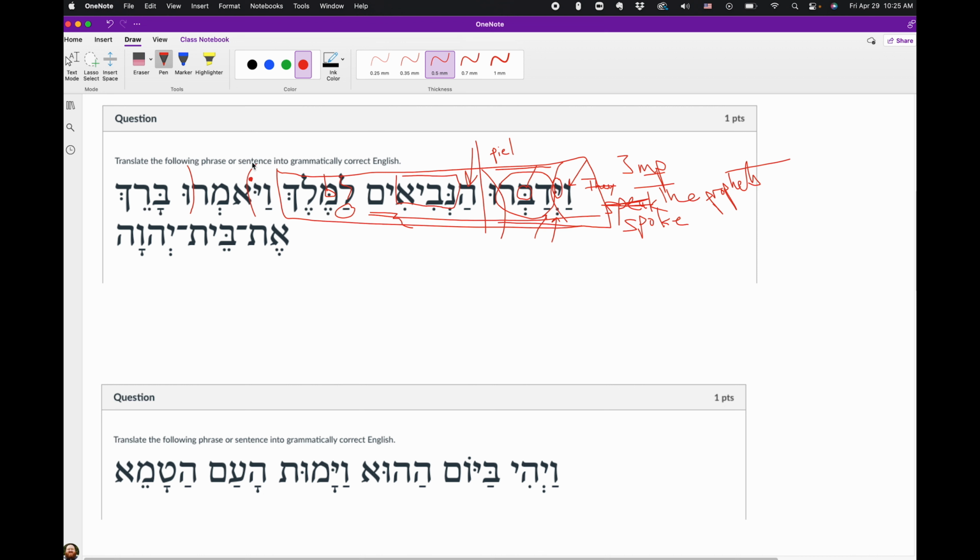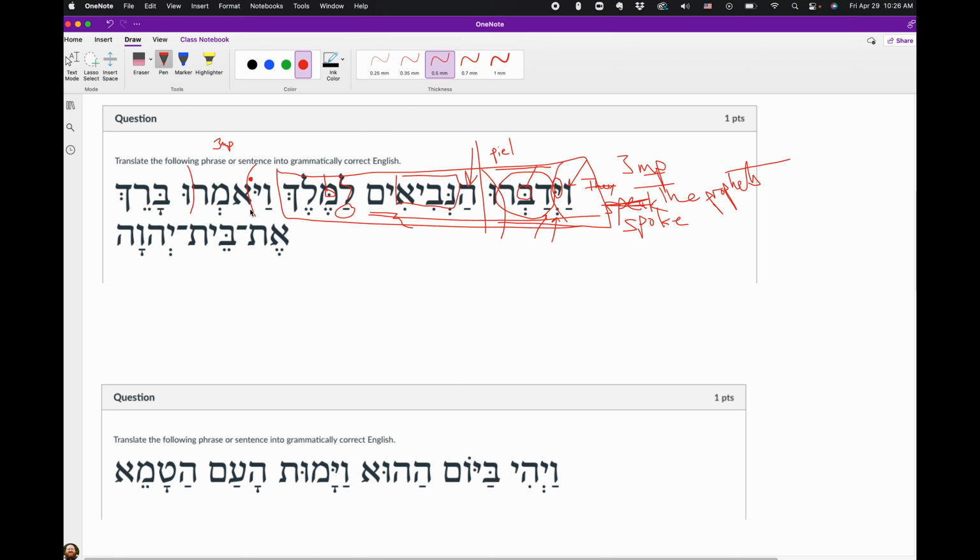So we've got a vav relative, 3 MP. The yod prefix plus the shurik suffix indicates 3 MP. And amar is the word for to say, to mention, something like that. And so what we've got here is they said, is probably how I would translate it. They said. I usually tend to default to davar, I'll translate as speak, and amar, I'll translate as say.